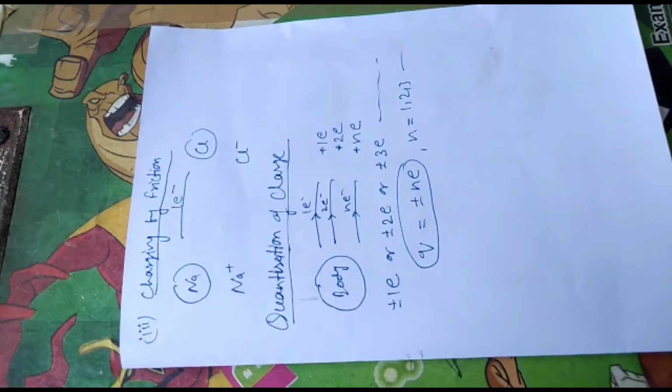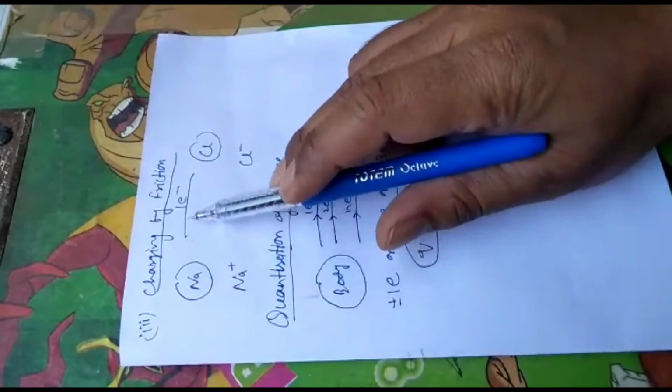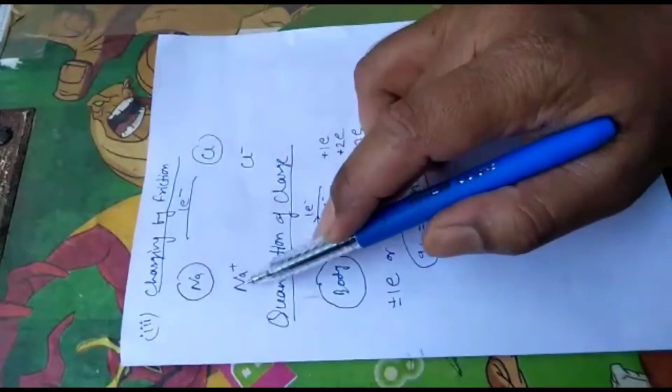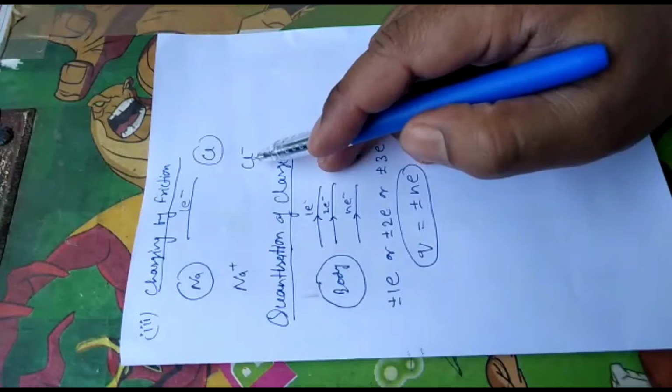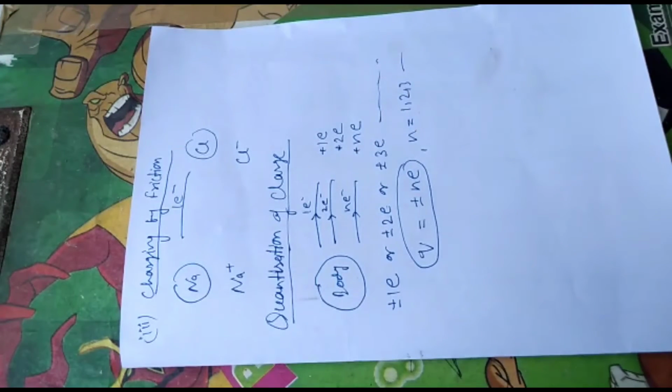As we have learned in our previous classes, when sodium transfers one electron to chlorine, it becomes a sodium positive ion and chlorine a negative ion. So the sodium atom gets positively charged whereas the chlorine atom gets negatively charged. Note, from this we find that by the transfer of electrons, charge is generated.